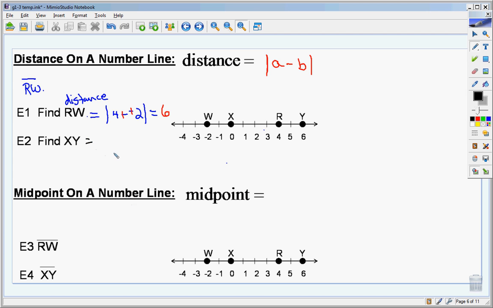Likewise, we're going to do the same thing for XY. We're going to use the absolute value. It says X is 0. I'm going to put in that coordinate. Minus Y, which is 6. So it says I'm taking the absolute value of a -6, which is what? 6. Remember, distance will always be positive. And this formula works if you're talking about a number line. We will learn another formula when we're talking about the distance on a coordinate plane.